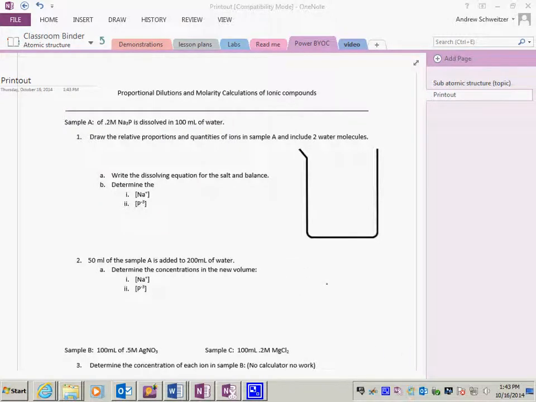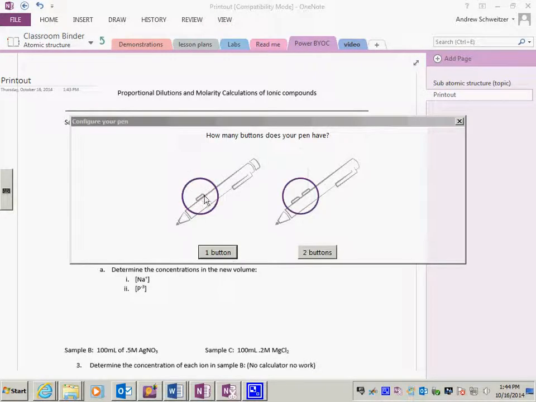Good afternoon. This is Andy Schweitzer, and here is a little informational calculation worksheet on proportional dilutions, molarity calculations of ionic compounds. Pretty important concept to really have mastered as we exit the states of matter chapter, going into things like stoichiometry and being able to do proportional math. But a lot of stuff here. So we will go quickly through this and draw relative proportions.